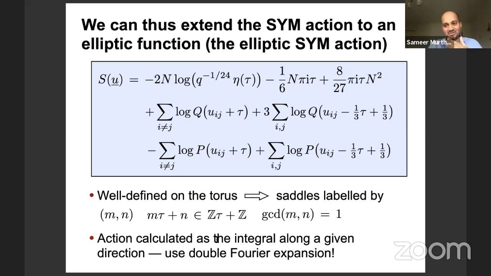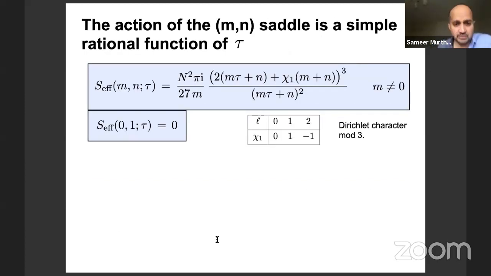Okay, so now it's just a 3-line calculation. Right? You have a Fourier expansion along any direction. You just project it onto the direction you want, and then just read off the coefficient. Okay, so this technology is really nice. And here's the answer. So you calculate the action, you get something like this. You get an n square divided by m times this cubic function divided by a quadratic function, where here chi1 is this Dirichlet character.